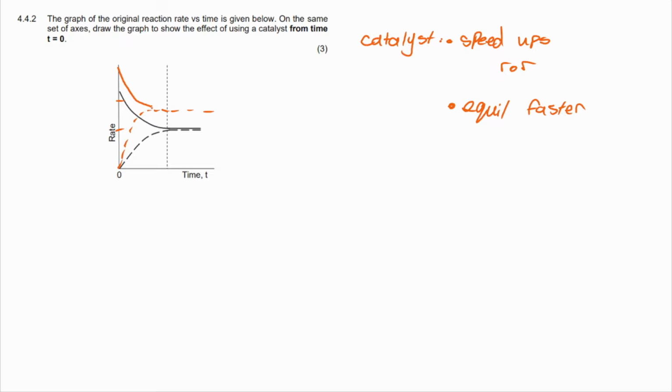Okay, so it should look like this. All right, so there you have it. The rate is increased, all right? So we're at a higher value than what we were before, but we also reach equilibrium faster. So we go parallel faster, because remember, when the rates are equal, that's when we're in equilibrium. Okay, so those two things over there give you 3 marks.